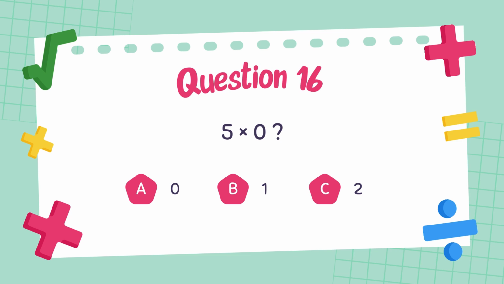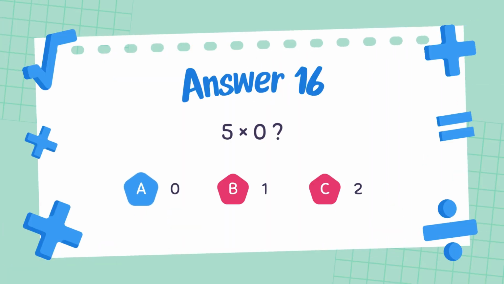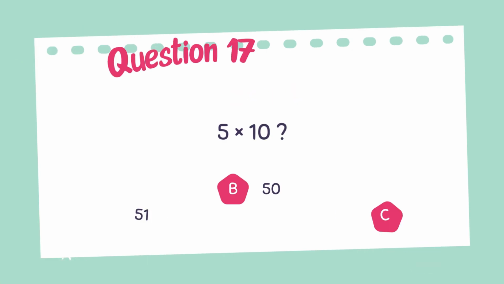Question 16. What is 5 times 0? Is it A, 0, B, 1, or C, 2? The answer is A, 0. Well done.